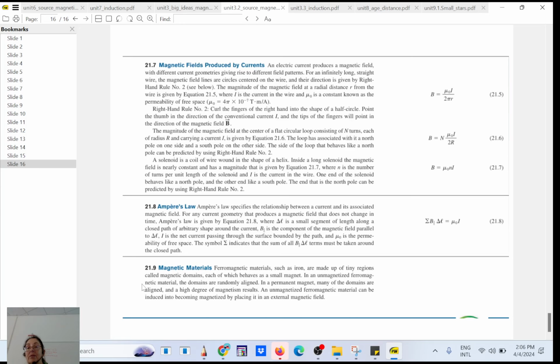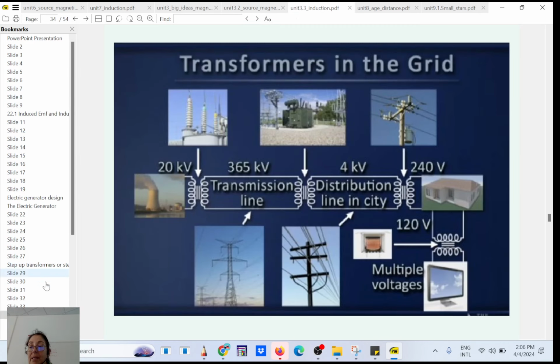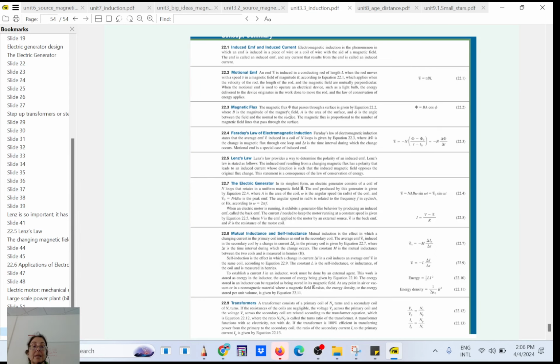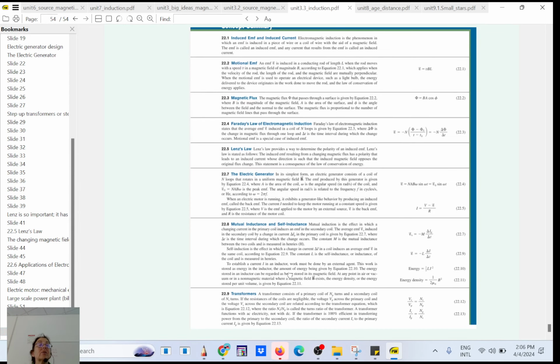So you see at the end of this unit, so that will be unit 3.2, you have a summary. This one. Okay. Here you have a summary of Faraday's law of induction. So you have all your equations with the explanations.